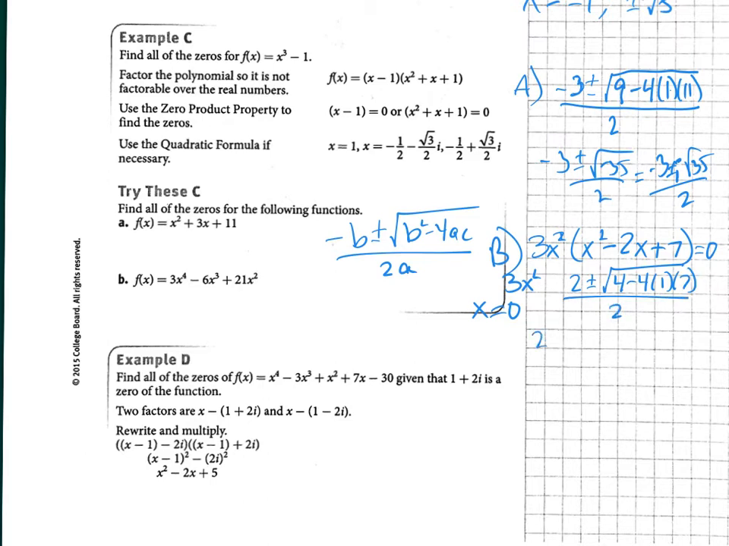So we get 2 plus or minus, I'm going to write this out a little bit. This is 4 minus 28, so we have negative 24. That needs to be simplified, of course. If you're not so good at simplifying the perfect squares, you can always make a factor tree. It doesn't matter where you start, as long as you start with something that's true, like 2 times 12. Don't start with like 2 times 5, because that's not true.